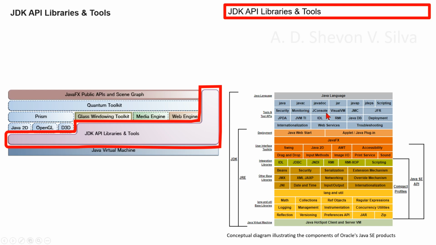JConsole, a JMX-compliant graphical tool for monitoring a Java virtual machine. It can monitor both local and remote JVMs. It can also monitor and manage an application.